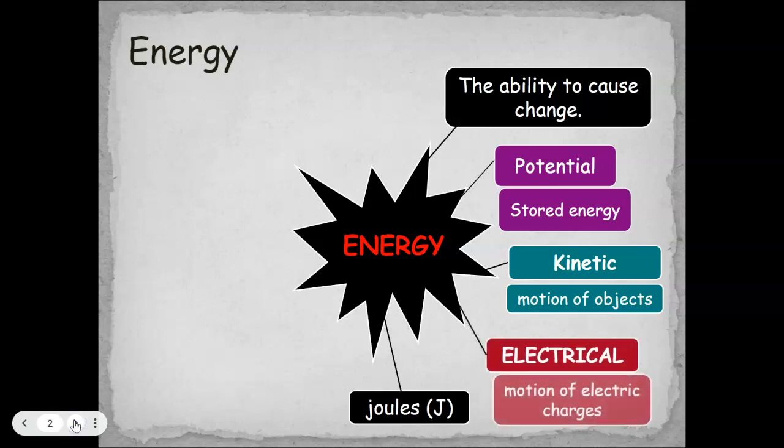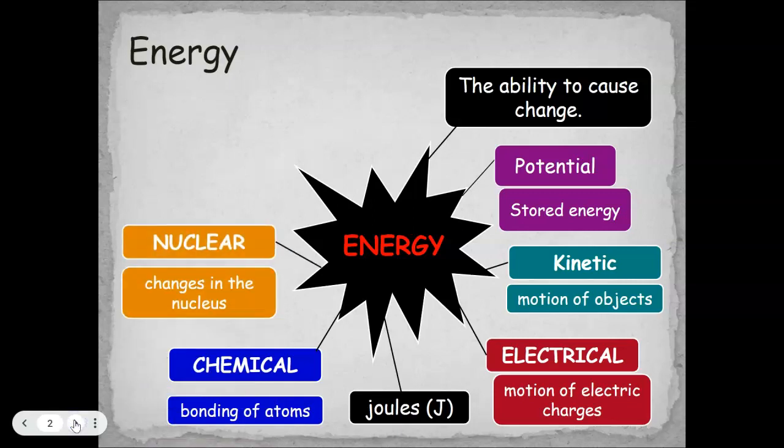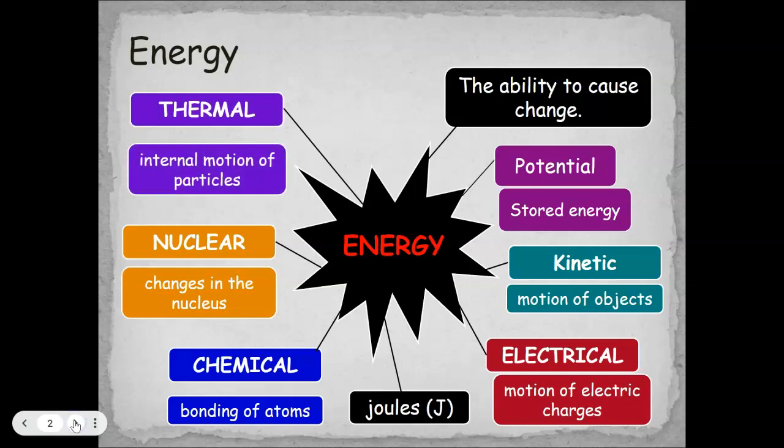There's also electrical energy, which is the motion of electrical charges, so a flow of electrons. Chemical energy, which is the bonding of atoms. We've already talked about that in this course. Nuclear energy are changes in the nucleus of an atom. So think about nuclear energy from nuclear power plants, fission and fusion. And then thermal energy, which is the internal motion of particles. So we talked about conduction, convection, and radiation all the way back in Unit 1 as well.